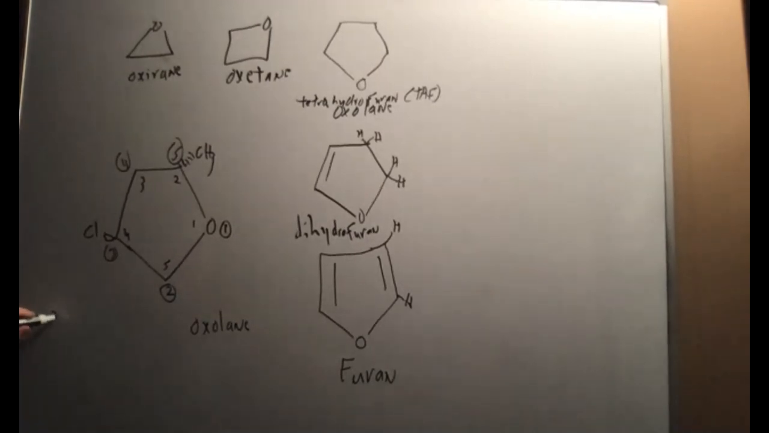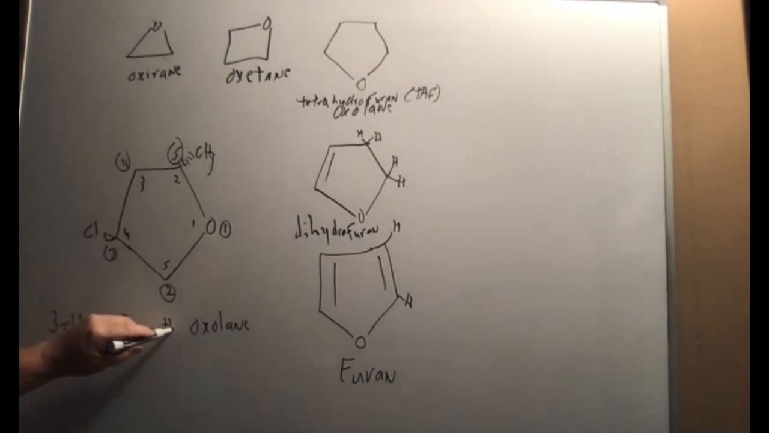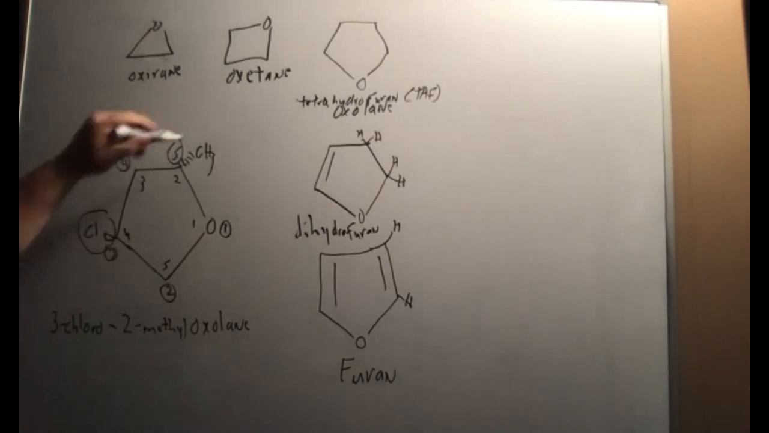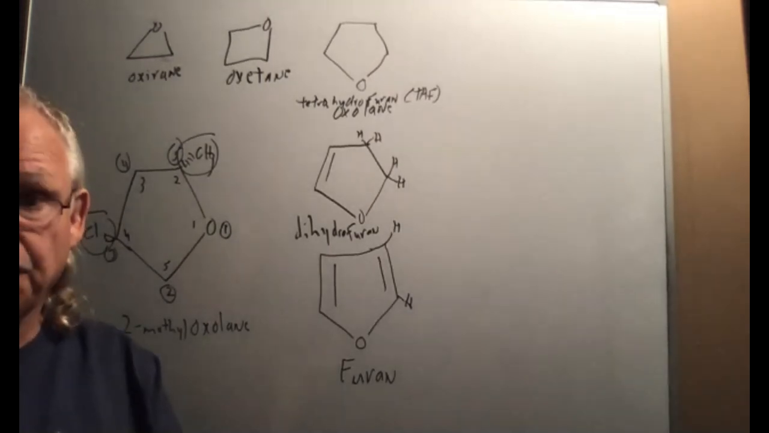So what do I say? Whenever I write them, I do write them alphabetically. It's 3-chloro, 2-methyl, oxolane. And again, I've shown these groups as if they were trans, so I need to put the trans out here. Okay, any questions on how to name these?